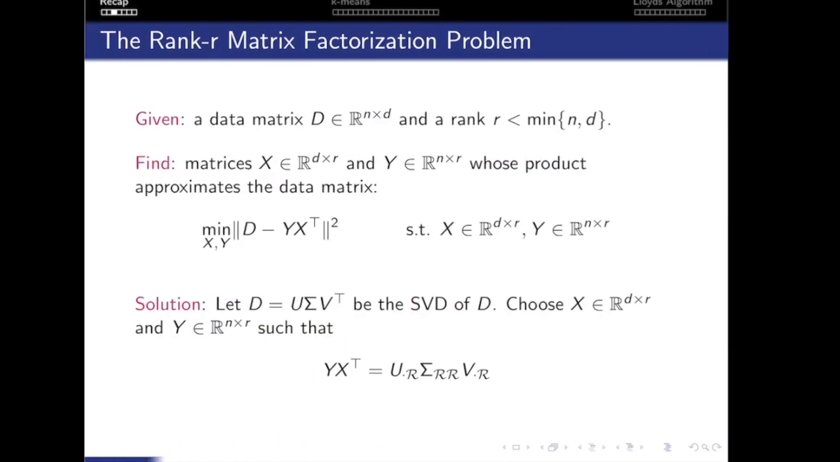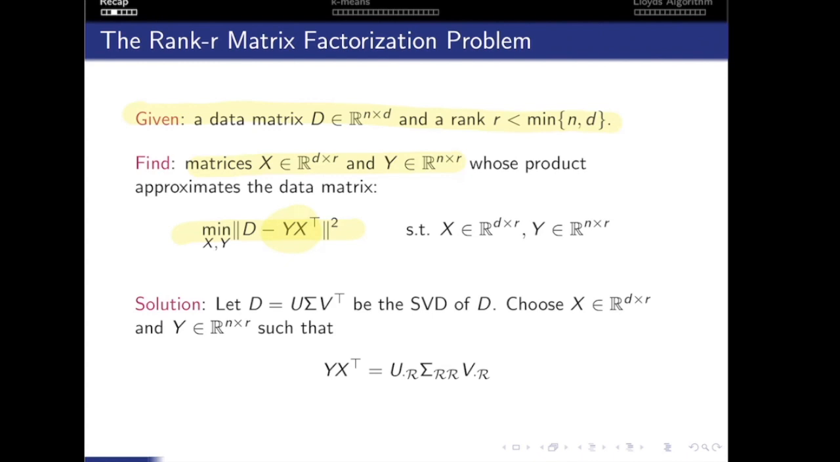We had given a data matrix D and a rank, and the task was to find the matrices X and Y of the lower rank whose product approximates the data matrix, and here we wanted to minimize the residual sum of squares. So we want to minimize the approximation error. And this solution was then given by the truncated SVD.